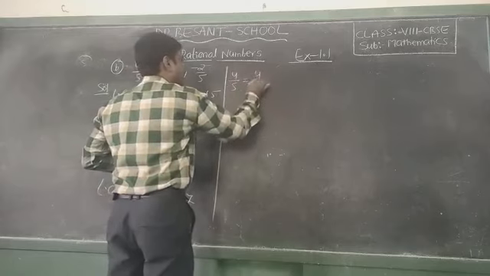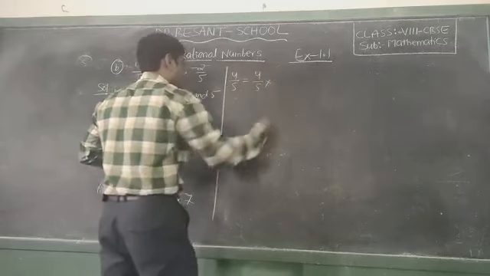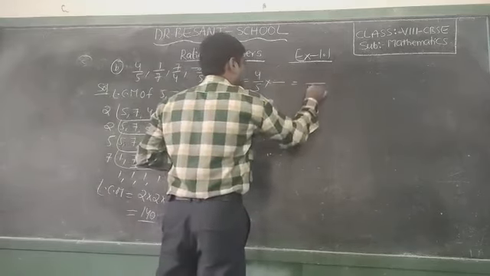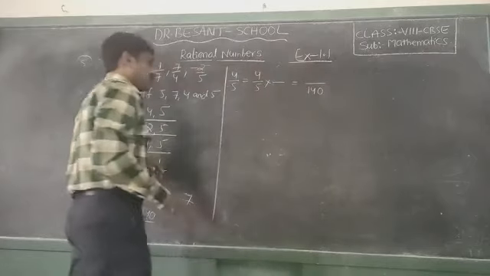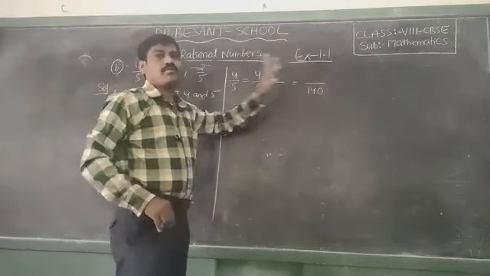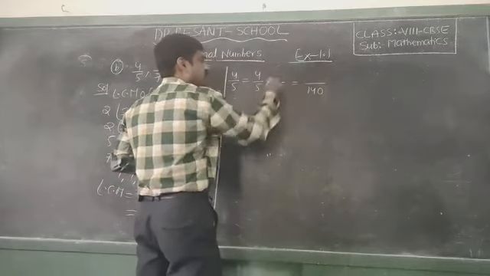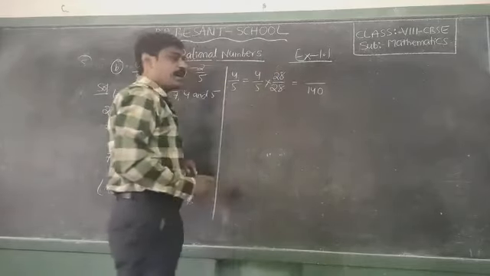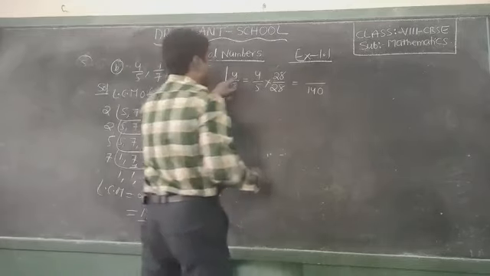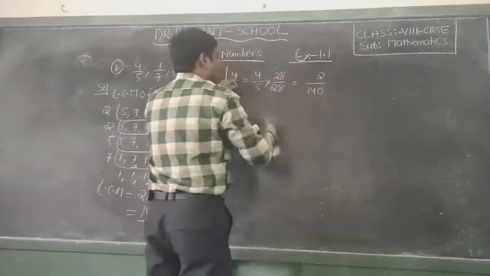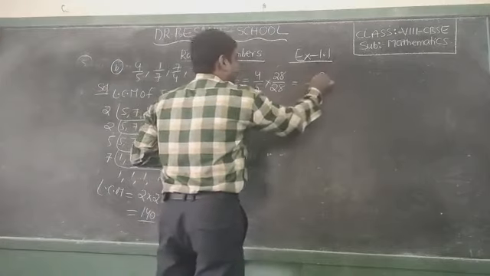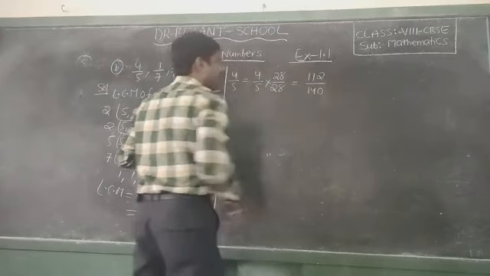Next, now first 4 by 5. 4 by 5 is equal to 4 by 5 into, we should get the denominator 140. So 5 into how much is equal to 140? 5 2s are 10, 5 8s are 40, so 28. 4 by 5 into 28 by 28. Next 4 8s are 32, 4 2s are 8, 8 plus 3 is 112.